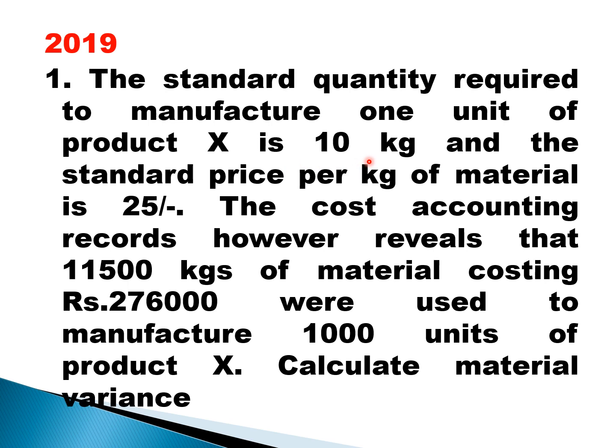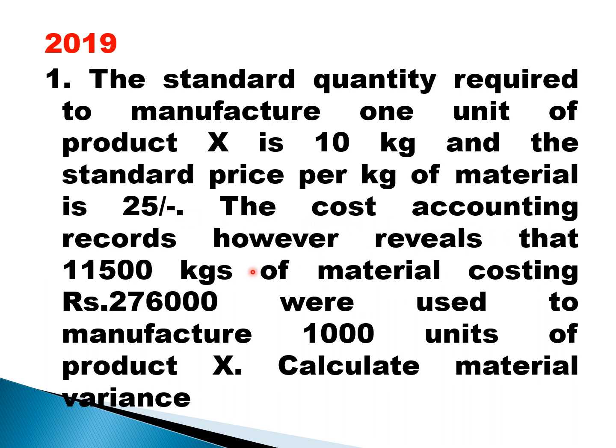The standard quantity required to manufacture 1 unit of product X is 10 kg. This is called SQ, but we don't want it as is, because 10 kg is for 1 unit. You need to find it for 1,000 units. For 1 unit it's 10 kg; for 1,000 units, how many kg? And the standard price per kg of material is 25 rupees, which is called SP, standard price.